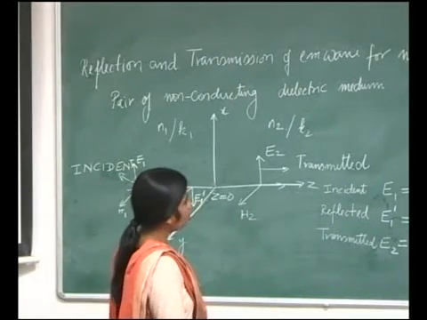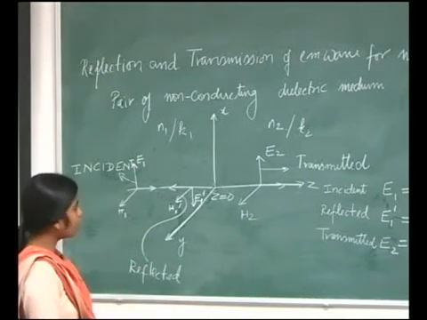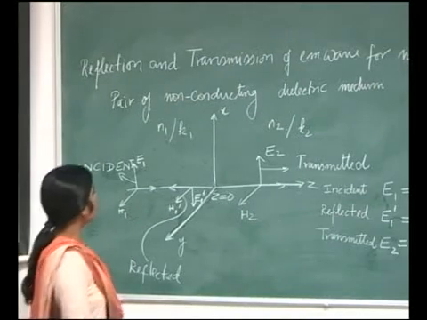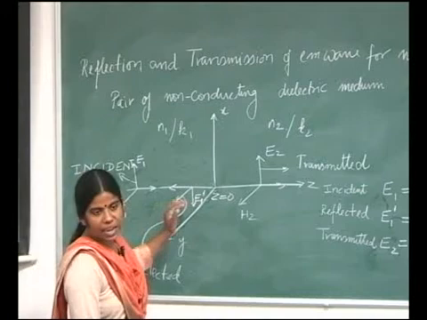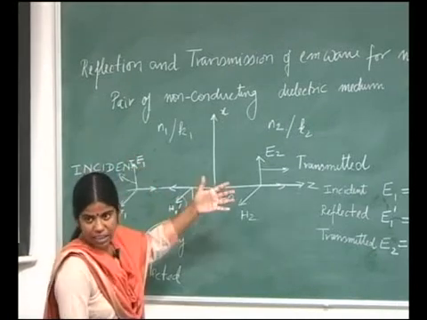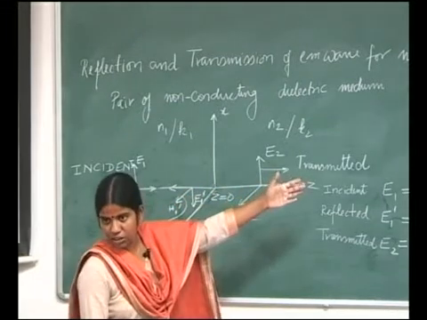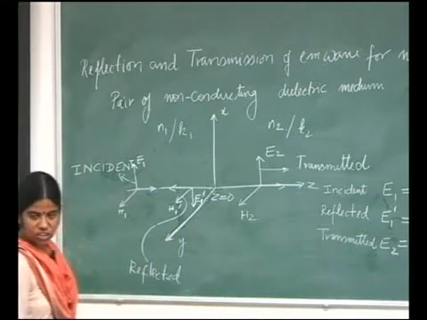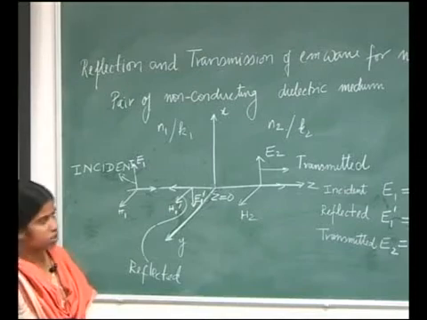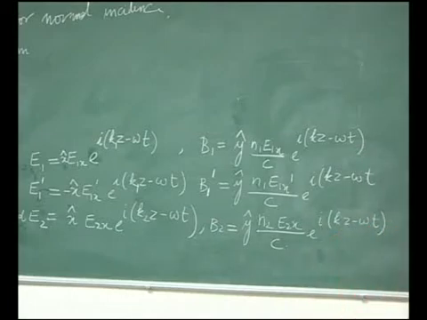Now we need to know the reflection and transmission. So when I want to calculate reflection and transmission, I need to know how much of the electric field, if E is the total electric field which was getting in, is getting reflected and how much is transmitted. So we will define two coefficients, one is the reflection coefficient, another one is the transmission coefficient. They are also called Fresnel's coefficients.